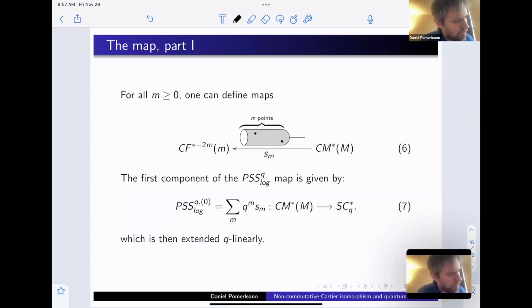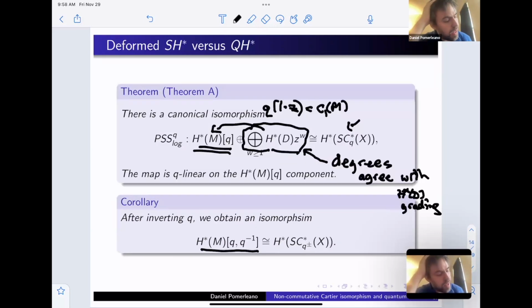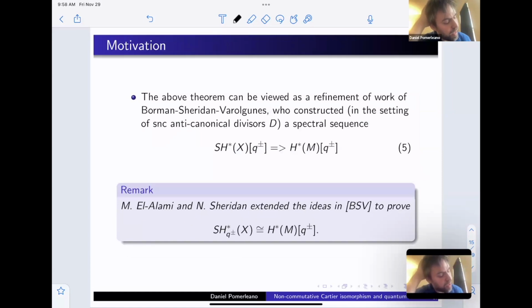So let me maybe explain how our map is constructed. Okay, so am I working with coefficients in characteristic 0? Right, thanks for the question. That's a very good question. So no, in our story this has Z coefficients, and this isomorphism works over Z. Whereas it's true that El-Alami and Sheridan's work is in characteristic 0 because they use Maurer-Cartan theory as part of their proof, which we do not actually use. Our isomorphism does not require Maurer-Cartan theory.